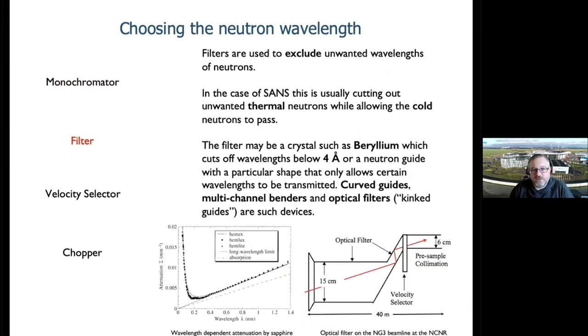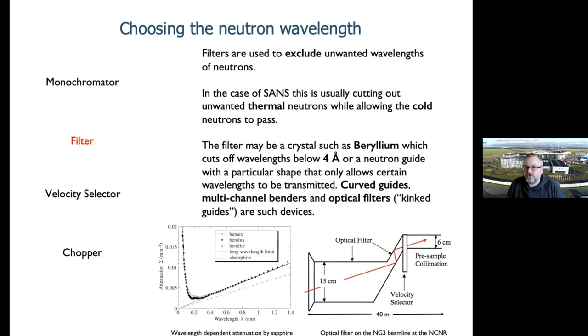The other thing we can do is actually filter out the neutrons we don't want. The previous example was only letting through the neutrons we do want, so only those end up being diffracted into the instrument. In this case, we can use things called filters to get rid of unwanted wavelengths. Usually for SANS, this means we cut out the fast or thermal neutrons, those higher energy ones that were mentioned before, and allow the longer wavelength, slower ones to pass through. The common thing to use on a SANS instrument is a nitrogen-cooled beryllium filter. This has a cutoff wavelength below 4 angstroms, so it passes 4 angstroms and above.